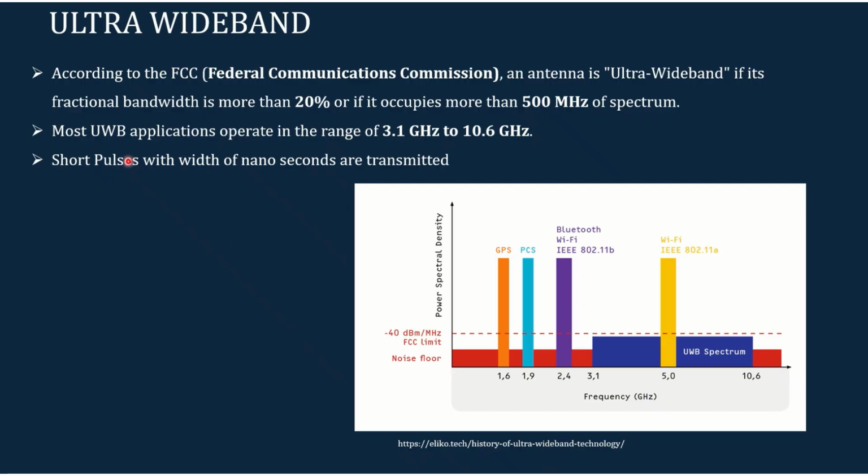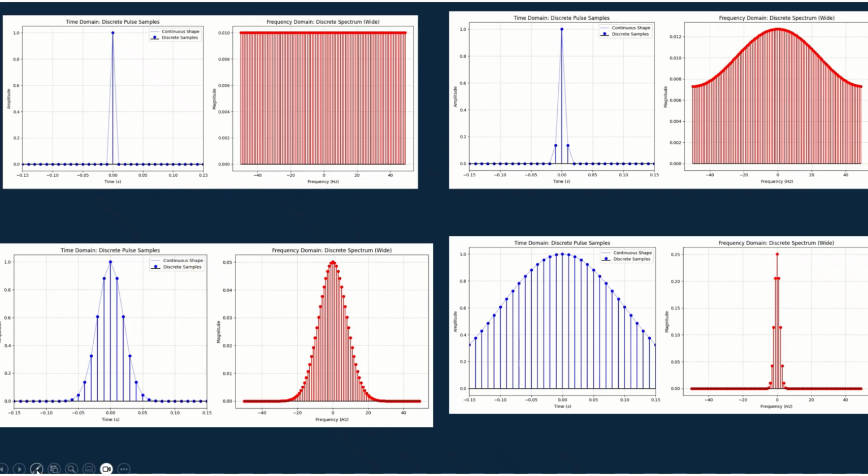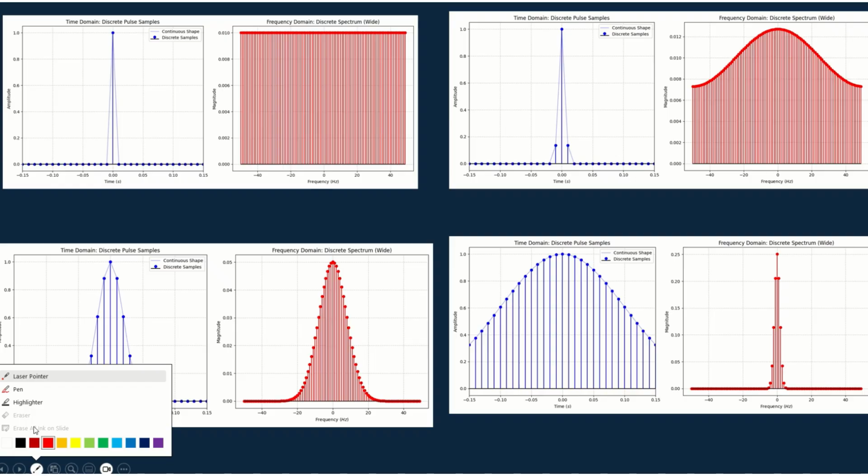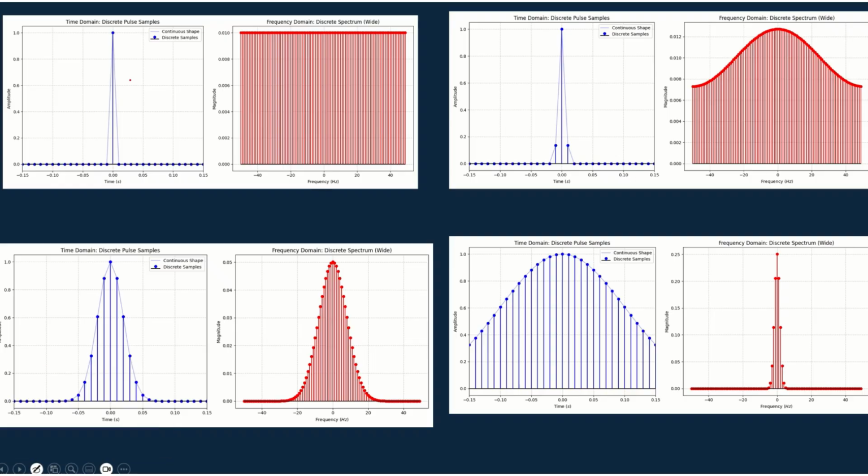Another thing is that for ultra-wideband, short pulses with widths of nanoseconds are transmitted. Let's see why these short pulses come into effect. For that, I am going to use this FFT scenario. The blue color is the time domain and the red color is the frequency domain. We know that if you use the FFT, we can convert the time domain into the frequency domain.